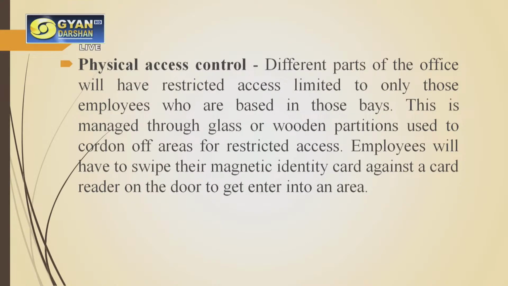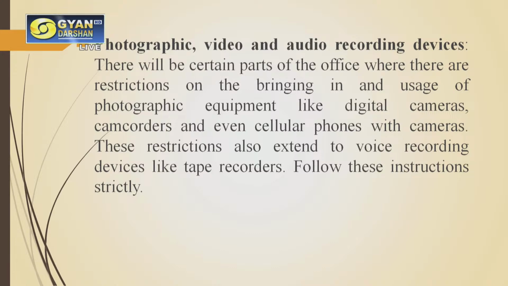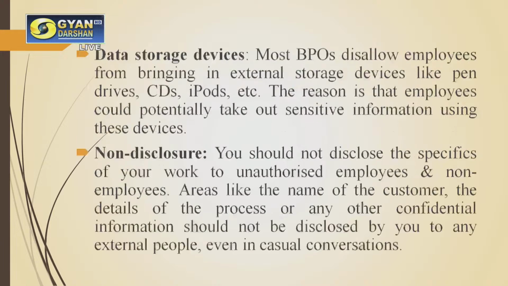Physical access control. Different parts of the offices have restricted access limited to only those employees who are based in those bays. This is managed through glass or wooden partitions used to cordon off areas for restricted access. Employees will have to swipe their magnetic identity cards against a card reader on the door to get entry into the area. Photographic, video and audio recording devices are prohibited in such places, and these restrictions also extend to voice recording devices like tape recorders. Follow these instructions carefully. All these are prohibited.